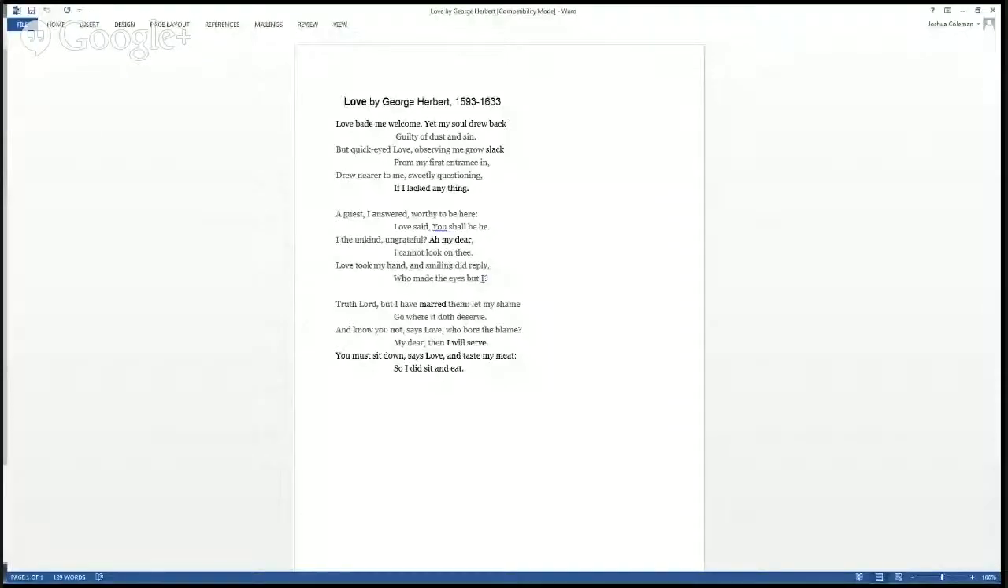Right, let's start by actually studying a poem. I think we've done enough talking about literary terms and things. Let's get our teeth into this poem. It was written by George Herbert, and it's called Love. George Herbert lived, as you can see, from 1593 to 1633.